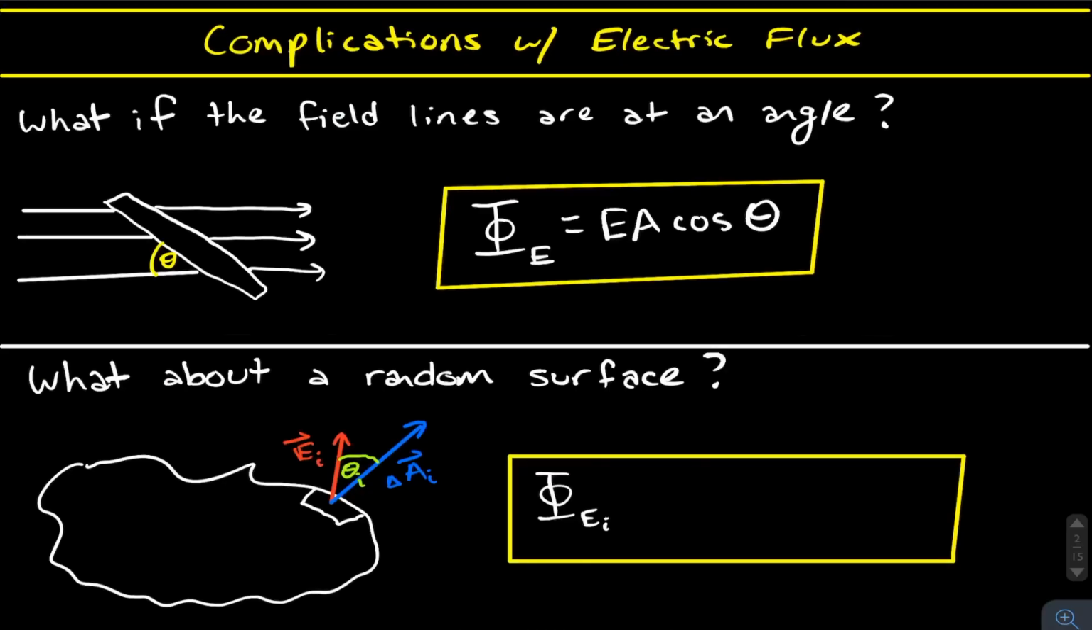Okay, so if we have some random surface, we have some electric field vector at any given point on the surface. We have some little electric field vector. We have some angle between the electric field vector and the area vector, which I'll talk about in a second, but just know that we're still dealing with the angle here.